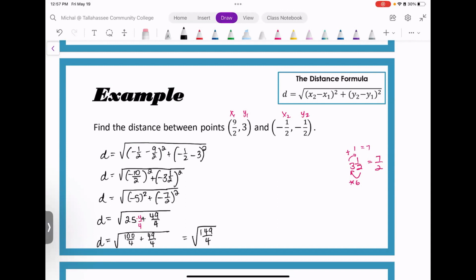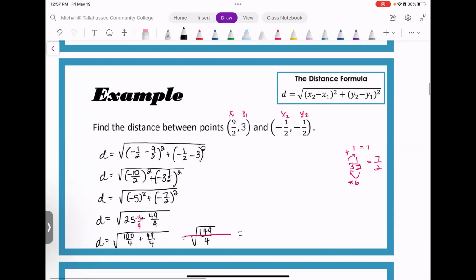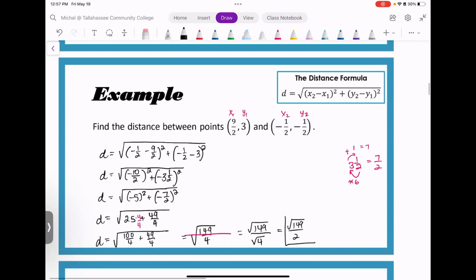And I know that I can split this fraction up with that radical, so that I can simplify this to be the square root of 149 over the square root of 4. And the square root of 4 is just 2. So this is the square root of 149 over 2. And that is my final answer.